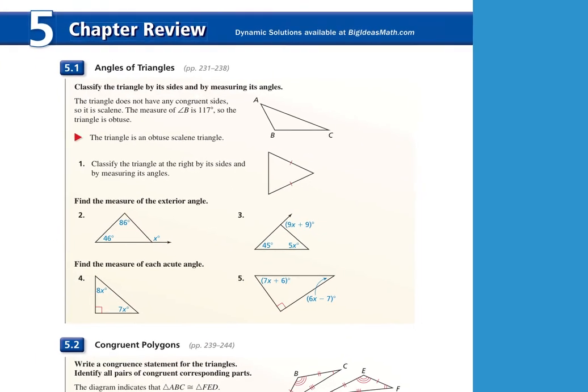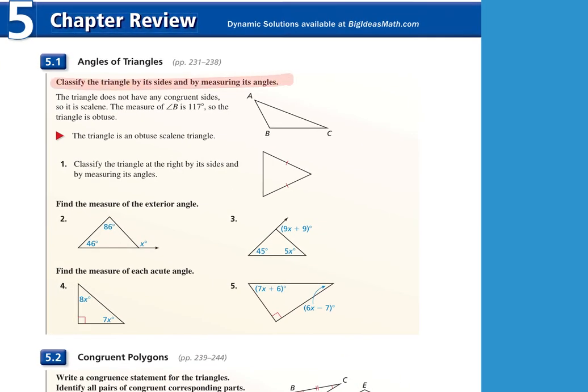In 5.1, this was where we're classifying by the sides and the angles. So obviously you need to know those terms: scalene, equilateral, isosceles, right, obtuse, acute, and equiangular. We learned about all the angles adding up to 180. We learned about the exterior angle being the sum of the non-adjacent or remote interior angles. And that the two acute angles in a right triangle add up to 90. All that came from 5.1.